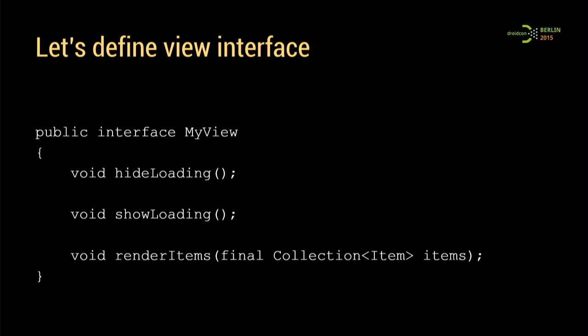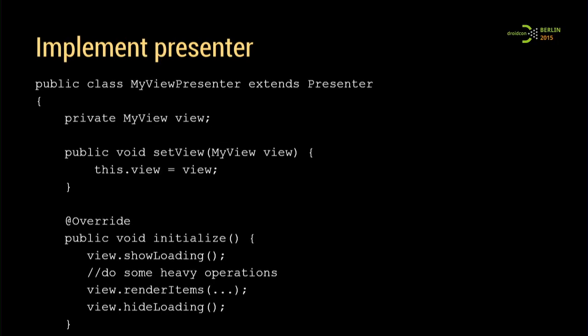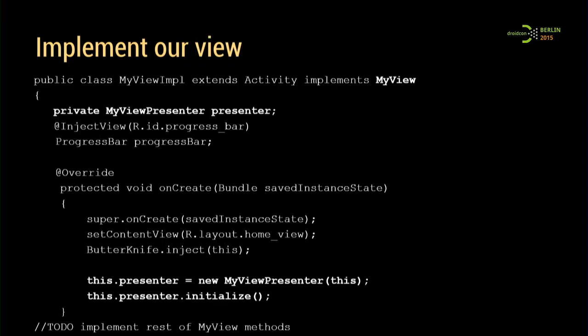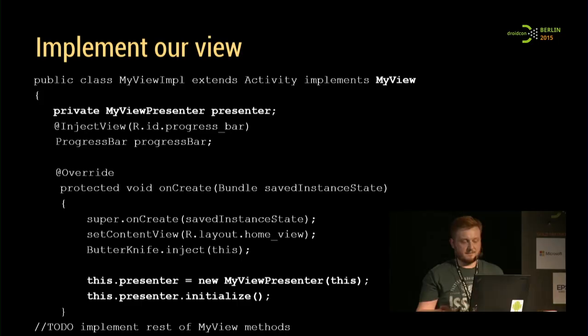So let's define a simple interface for our view. We can create three methods: hide loading, show loading, and render items. Our presenter, in the initialize method, will just execute these methods on the view. And our activity or fragment can just implement this interface for the view. And here we can just show or hide, for example, a progress bar.